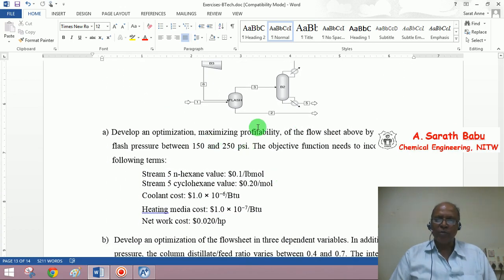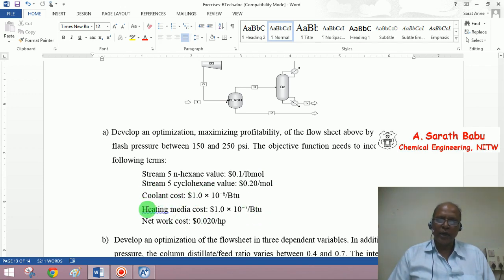You are required to maximize profit. What is the profit you will be able to get by selling off these two products? So the two products that you are going to get are valued based on N-hexane and cyclohexane. So based on the flow rates of N-hexane and cyclohexane, you will be able to earn some revenue from the process. But in order to earn this revenue, you will have to spend some amount towards the utilities.